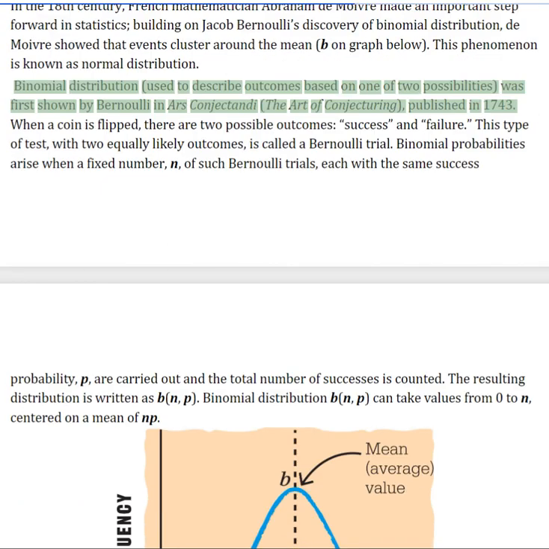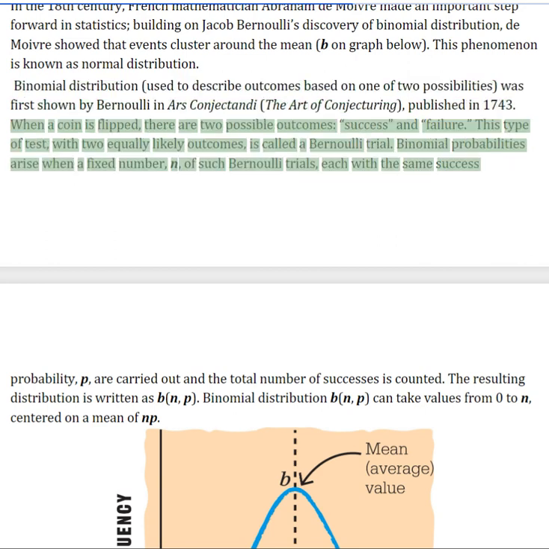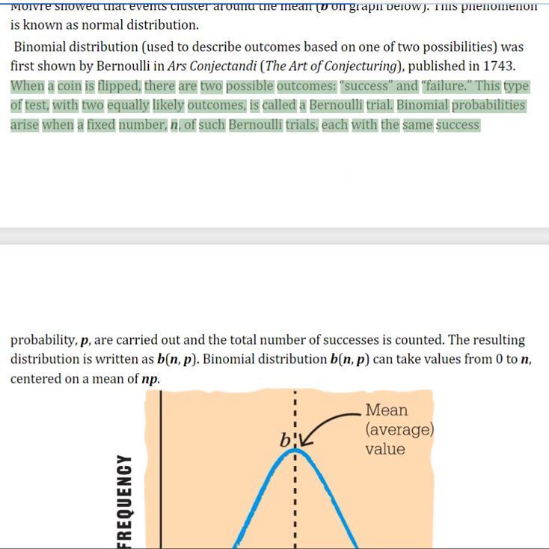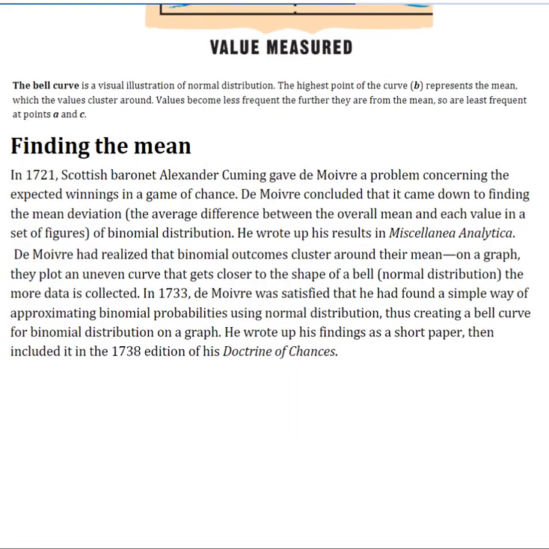Binomial distribution was first shown by Bernoulli in Ars Conjectandi, published in 1743. When a coin is flipped, there are two possible outcomes, success and failure. This type of test, with two equally likely outcomes, is called a Bernoulli trial. Binomial probabilities arise when a fixed number, n, of such Bernoulli trials, each with the same success probability p, are carried out and the total number of successes is counted. The resulting distribution is written as b. Binomial distribution b can take values from 0 to n, centered on a mean of np.